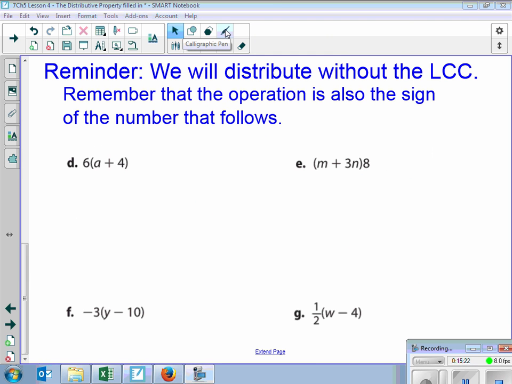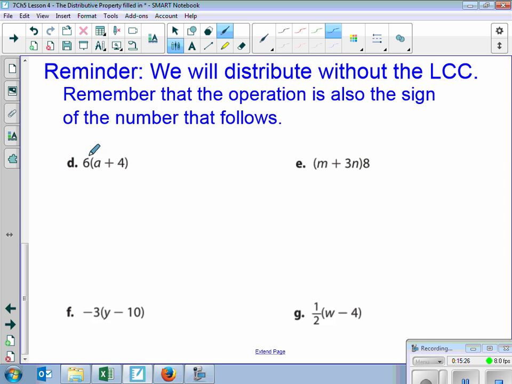All right, so for example D, for problem D, we are going to distribute. We have 6 times a quantity A plus 4. So 6 times A is 6A. And then we're going to multiply 6 times positive 4, which is a positive 24. Does everybody see how I said that? So we didn't really have to show all of that leave it, change it work. Okay? So now for example E, we're going to distribute the 8. 8 times the quantity M plus 3N. So 8 times M is 8M. And then we have 8 times a positive 3N, which is a positive 24N. Very good. So we write positive 24N.